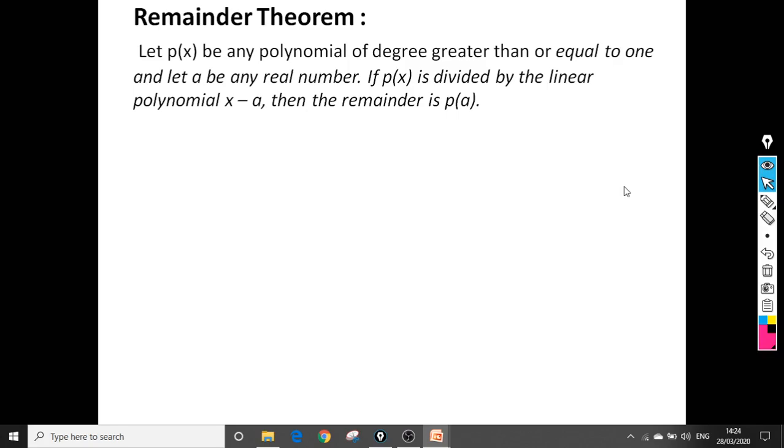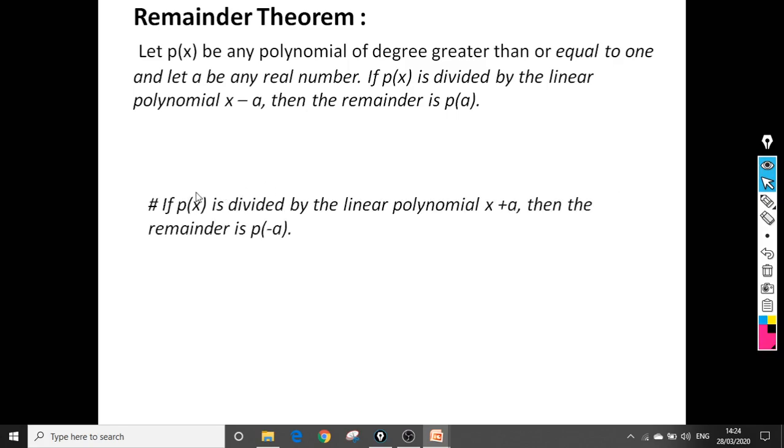Now here are a few more examples. If p of x is a polynomial, and it is divided by x plus a, then what should be the remainder? The remainder is p of minus a, because when we set x plus a equals 0, we get x equals minus a. This value we substitute in the polynomial, so we get the remainder p of minus a.